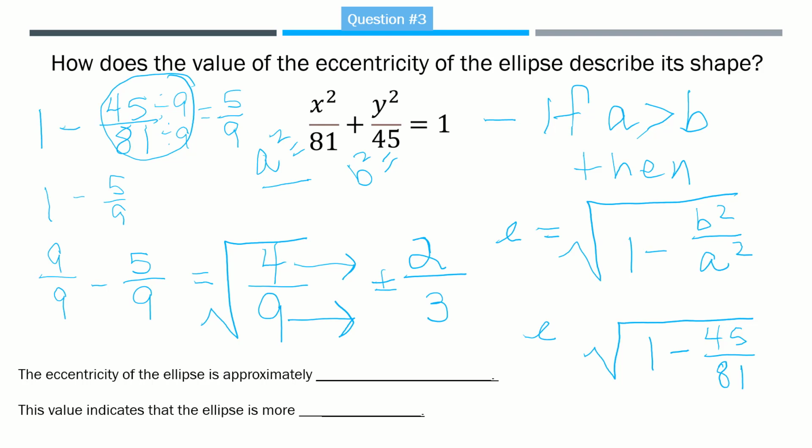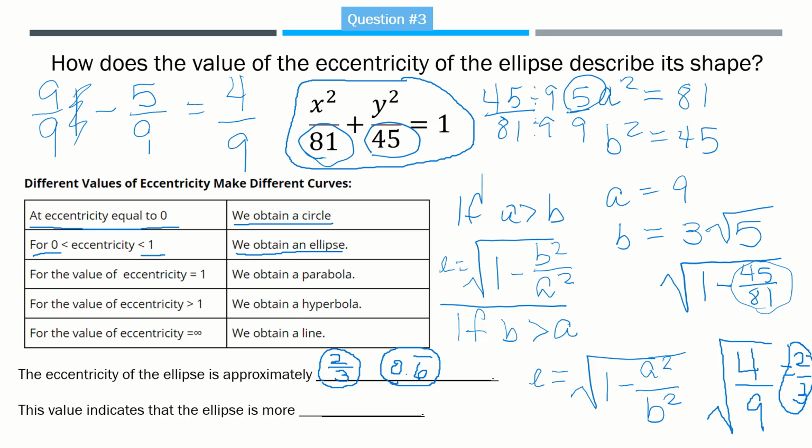Okay, now you can take your calculator out and take 2 divided by 3, and we get 0.6 repeating. Now, is that greater than 1/2? Yes, it is. So that value indicates the ellipse is more flat than round.